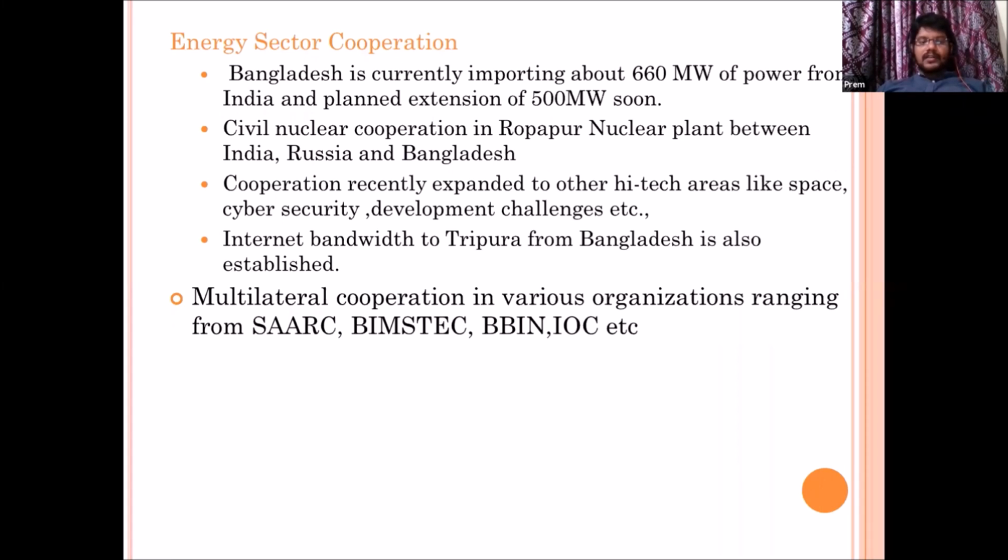Okay, so that is also how we are cooperating. So this is overall the various aspects of the relation. Now we'll see the different things which we need to know from the Mains point of view.